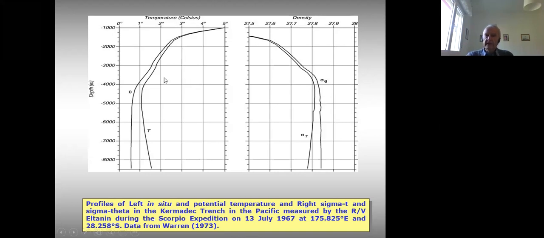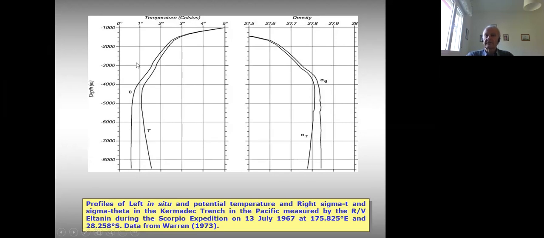Therefore, what we do is eliminate the influence of the pressure by introducing the potential temperature. This is the potential temperature theta. And you can see that the potential temperature theta is smaller than the in situ temperature. And in a layer deeper than 4,000 meters, there is no more instability. There is no more lower density in the deeper part of the ocean than in the higher part. Therefore, we reached in this way the vertical stability of the water column over the entire water column, from 1,000 meters to 8,000 meters.